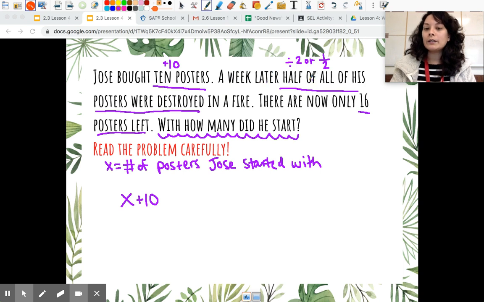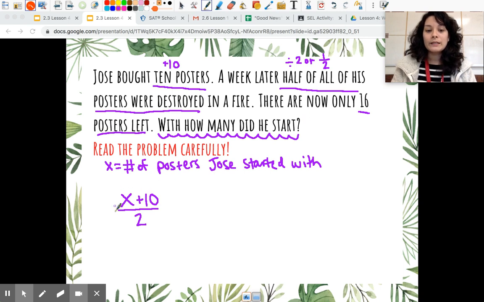Then it says a week later, half of all of his posters were destroyed in a fire. Well, since he started with x and then gained 10 more, all of this is all of his posters. The x plus 10 is all the posters that he currently owns. So I want to show that half of all of this was destroyed. And as I mentioned, when we do half of something, mathematically speaking, we're dividing it by 2. But we're not just dividing the x by 2, and we're not just dividing the 10 by 2, we're dividing all of it by 2 because it was his entire collection that got cut in half. Okay, so this is now what my equation's looking like.